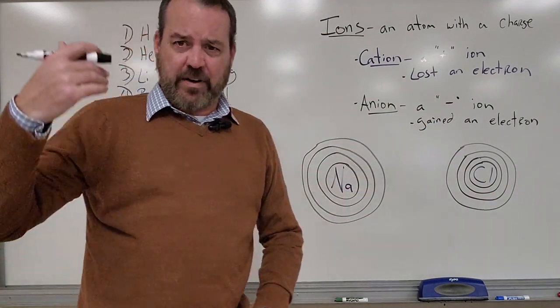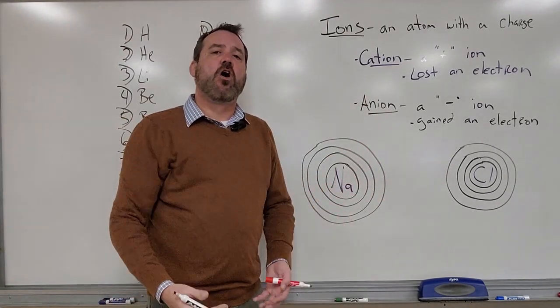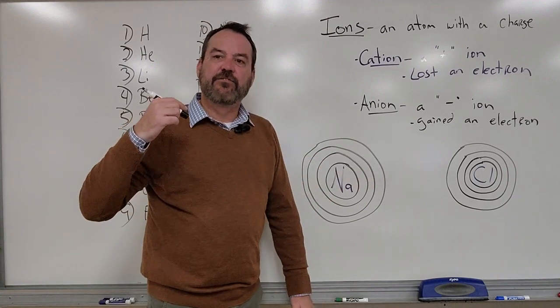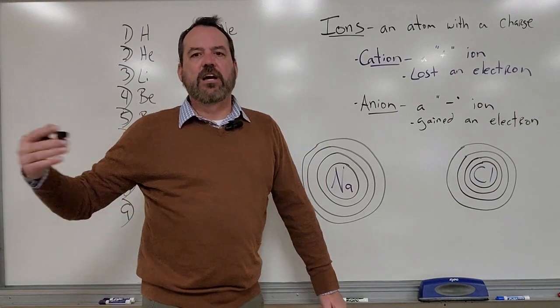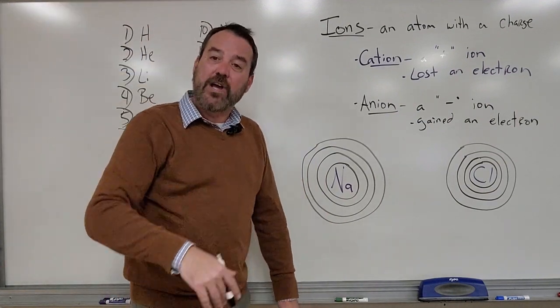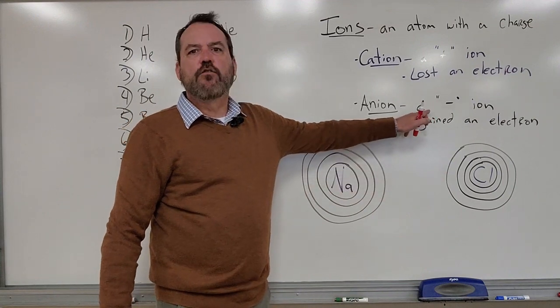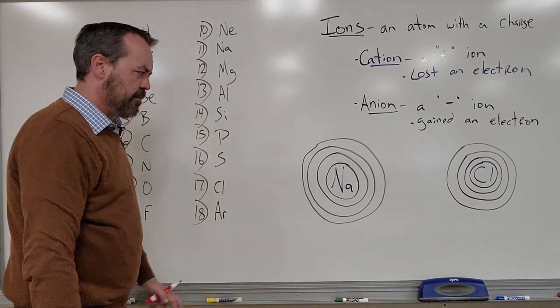So a cation is an atom with a positive charge, meaning we have lost at least one electron. Now we have more protons than we do electrons in our atom, so we're going to have an overall positive charge. An anion is where we've gained an electron, and when we gain that electron, we also gain the negative charge that comes with it. So now we have more electrons than we do protons, so we're going to have an overall negative charge with an anion. So let's see what that looks like.